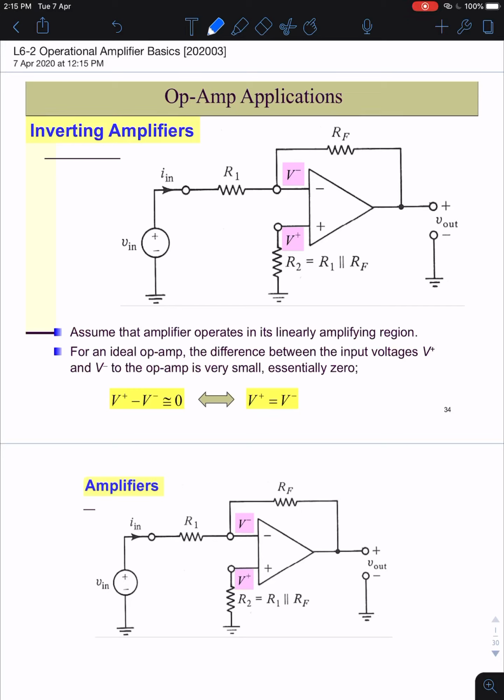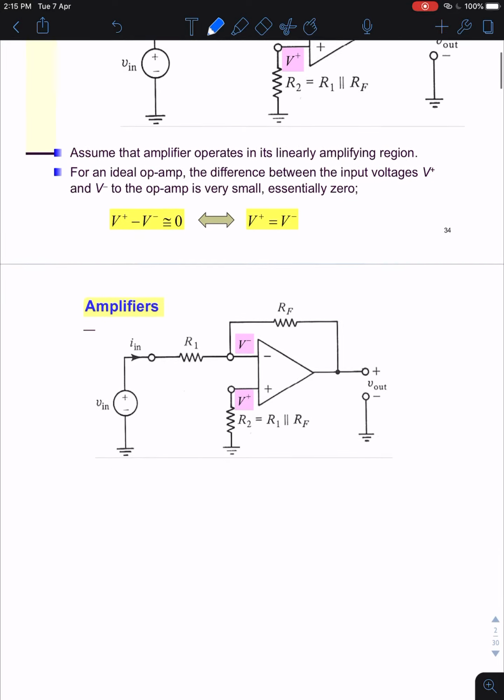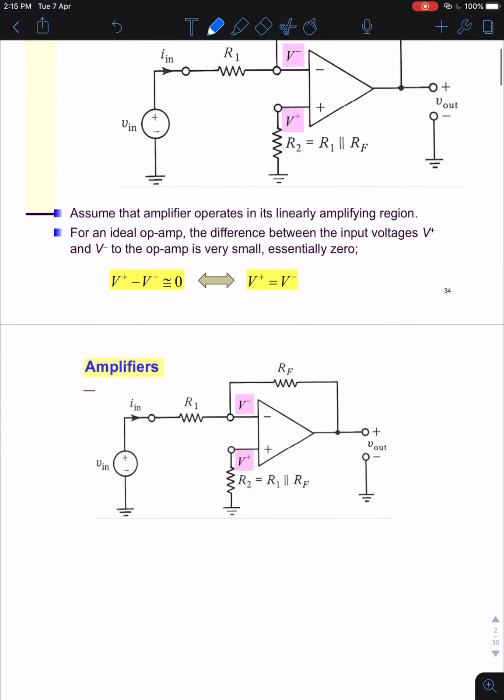Okay, this is the inverting amplifier. To analyze or derive the equation for the inverting amplifier, we have to assume that the amplifier operates in its linearly amplifying region. And then there are other things that we need to assume in order to analyze the inverting amplifier.